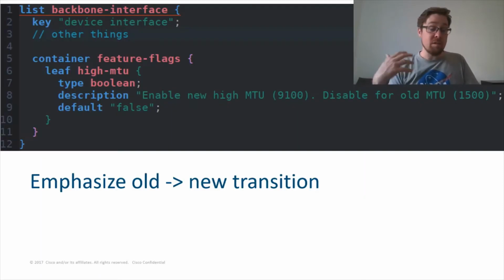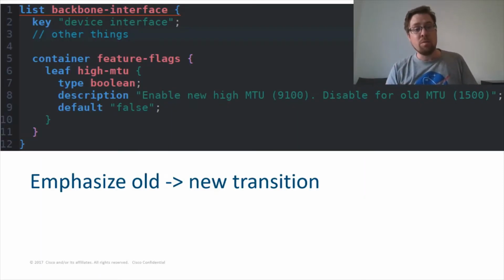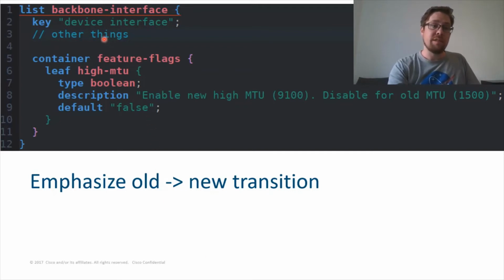So here's an example of a feature flag, right? We have this list of backbone interfaces. So that's our service, right? That's keyed on device and interface. There's a bunch of configuration here that goes into the service, like IP addresses or IGP metrics, things like that. Then we've created a container called feature flags to make it easier to organize, right? We just have a single feature flag in this case, and it's called highMTU, which is a leaf. It's of type Boolean with a default value of false.